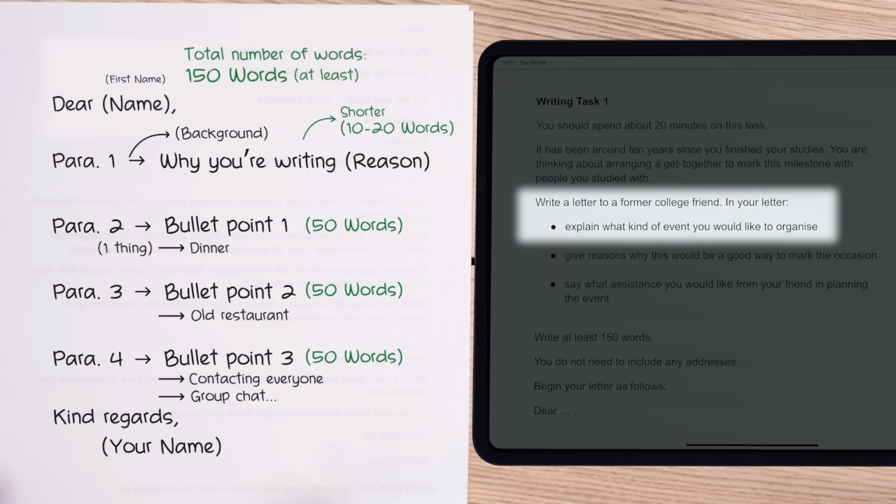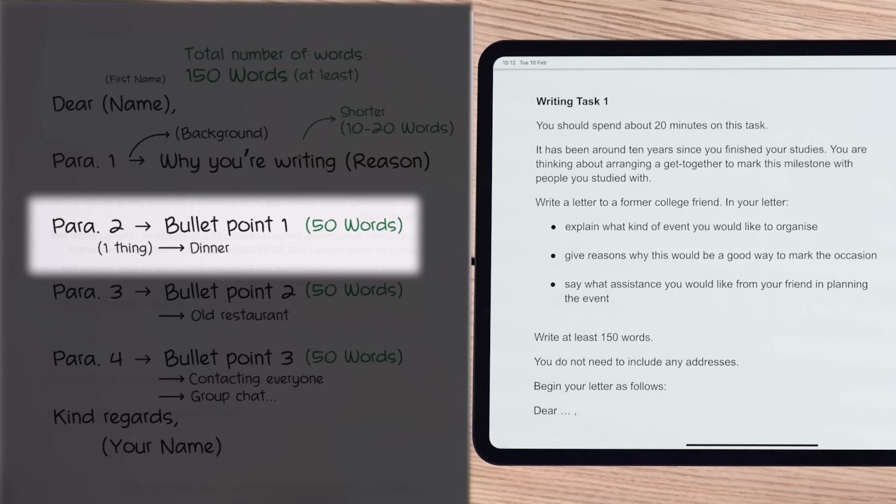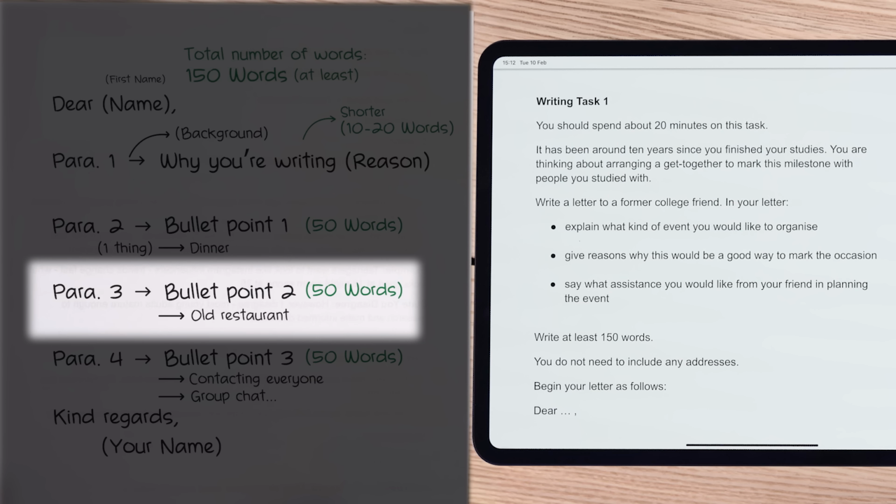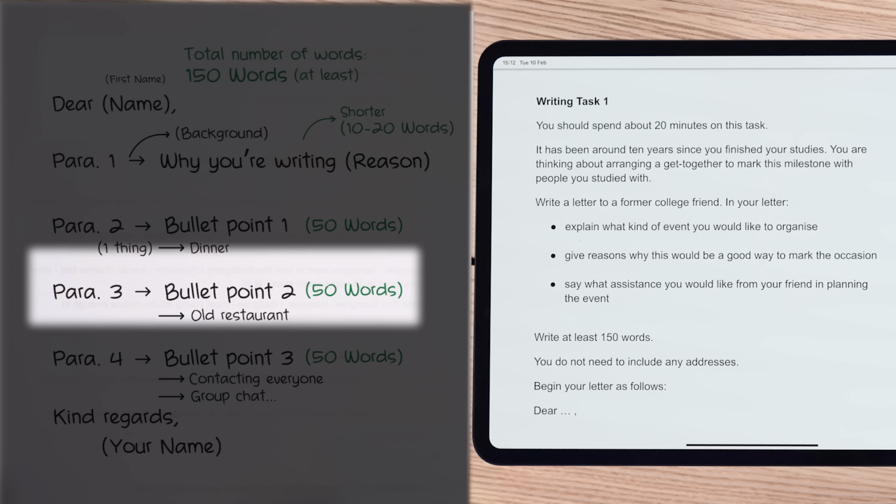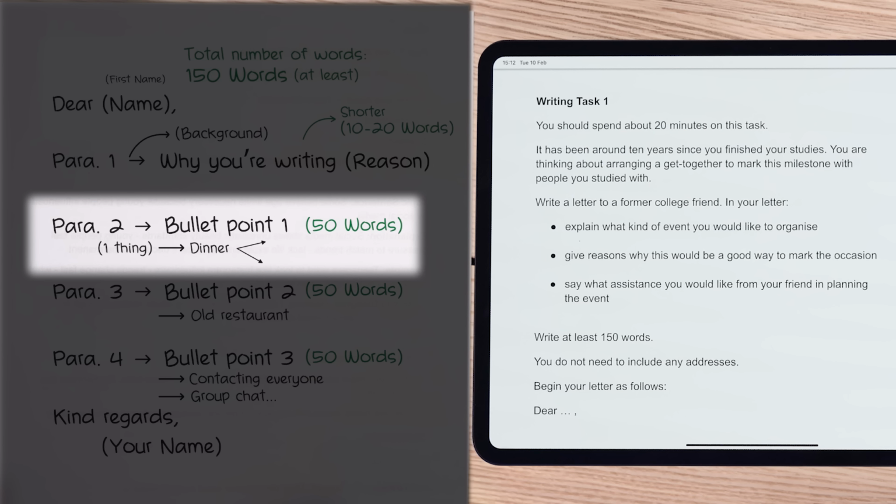Excellent. So there's 2 things you could do now. One is you could just go straight into writing it if you have the confidence to talk about that, or you could add a little bit more detail. Normally I suggest thinking of 2 to 3 things. So for example, explain what kind of event you would like to organize. Dinner. So you're going to say it's at this old restaurant. What other things could you say about the dinner? Or what other things could you be doing at the dinner?